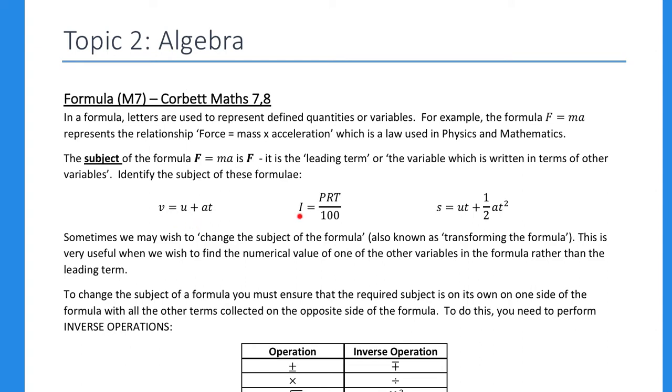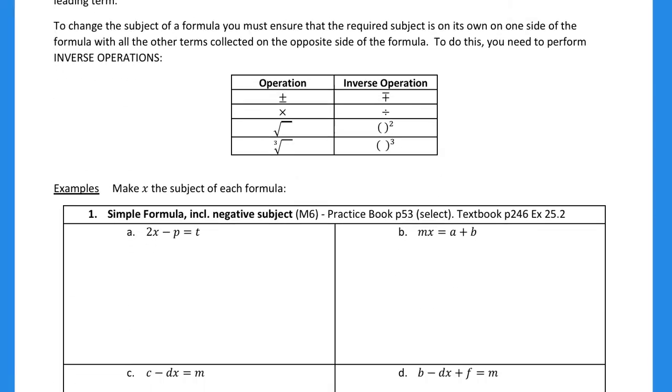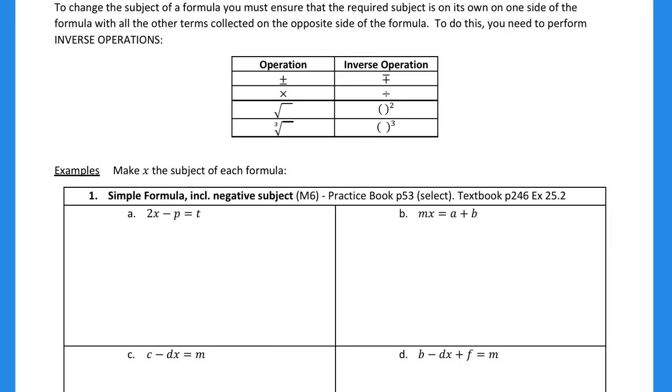Here, I is equal to the rest of the formula, so I is the subject, and here S, the displacement, is equal to ut plus a half at squared. Now, it's quite useful at times to change the subject of the formula. If we have a look on down, we're going to use the inverse operations method to do this. If we know what the original operation is and we know what the inverse operation is, it will help us to go about changing the subject.